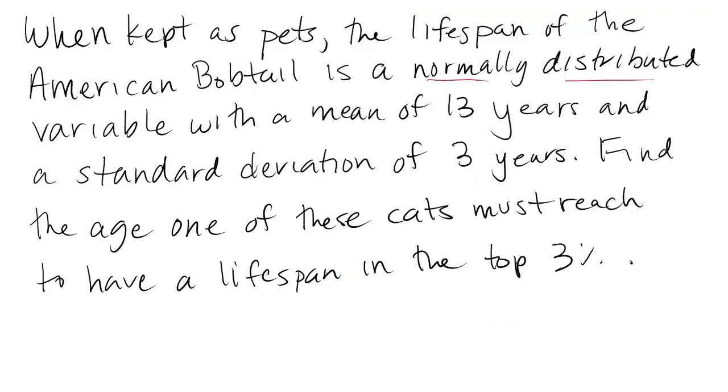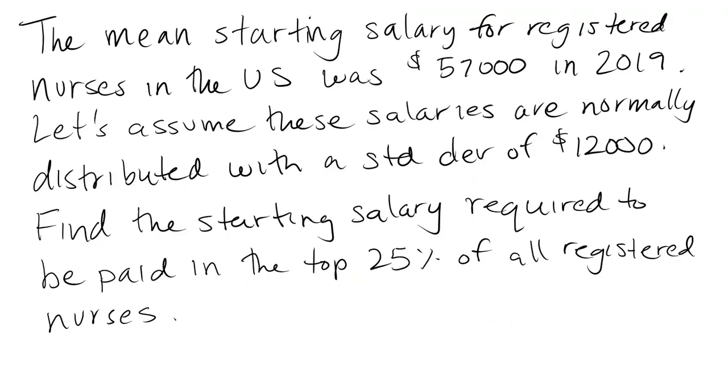And let's look at another one. This one might be a little more interesting because it's about money. The mean starting salary for registered nurses in the United States was $57,000 in 2019. Let's assume these salaries are normally distributed with a standard deviation of 12,000. There's a lot of variation in the salaries for registered nurses depending on the state in which you're working. So they've got a pretty large standard deviation. Find the starting salary required to be paid in the top 25% of all registered nurses.